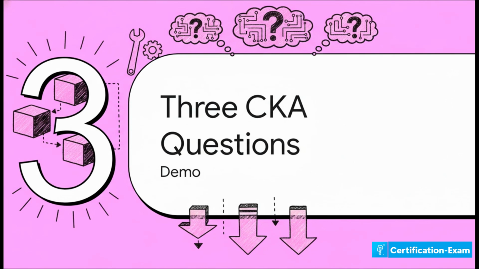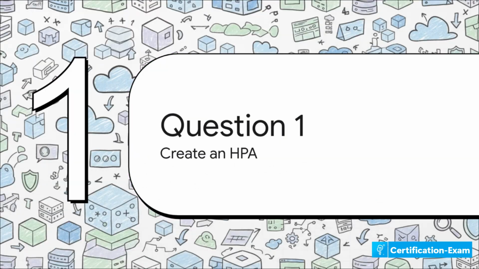Okay, enough theory. Let's get our hands dirty. Honestly, the best way to understand the CKA is to see what the tasks actually feel like. So let's walk through 3 pretty common questions you might run into. First up, a real classic, configuring a horizontal pod autoscaler, or HPA. This is an absolutely core skill for managing how your applications scale in Kubernetes.